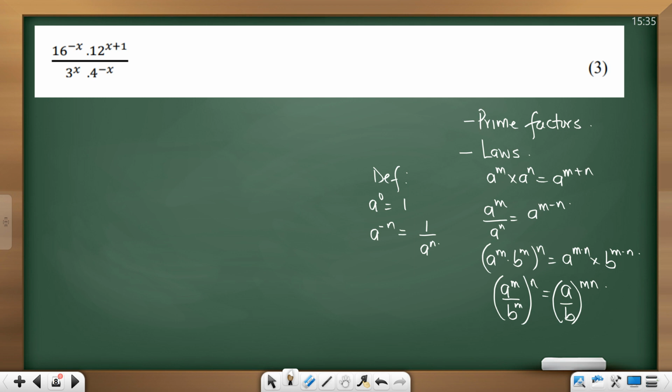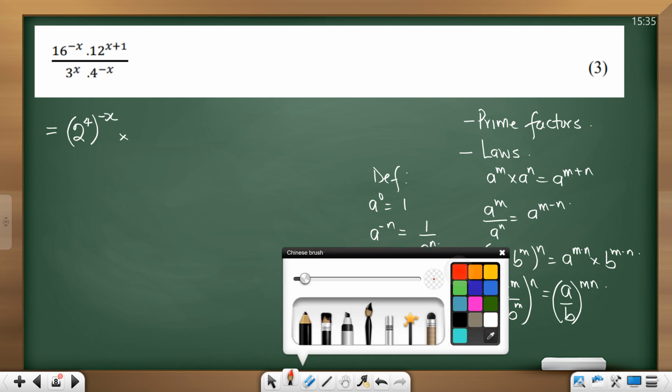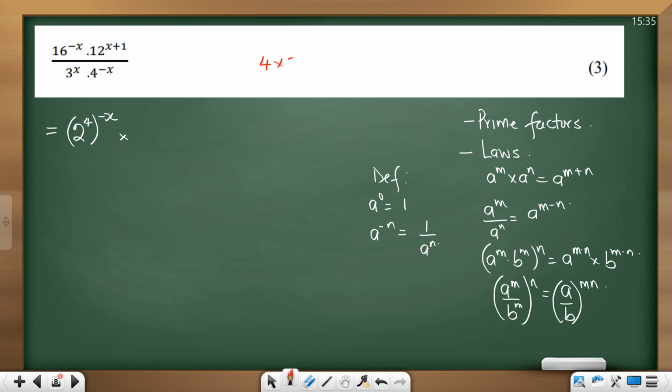16, prime factors. 16 can be written as 2 to the power 4. But remember, there's a negative exponent there. Multiplied by, what is 12? 12 is 4 times 3. And 4 can be written as 2 squared.